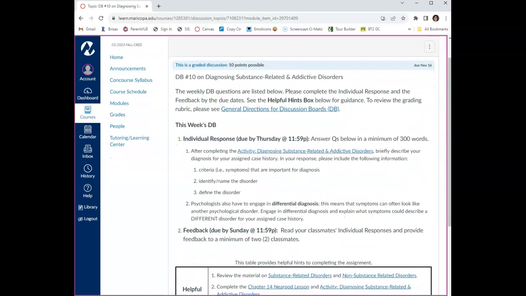The second assignment is your discussion board on diagnosing substance-related and addictive disorders. This discussion board ties back to the activity of diagnosing your assigned client. For your discussion board, you will share your diagnosis for your assigned case history. And additionally, I want you to engage in differential diagnosis for your assigned client.